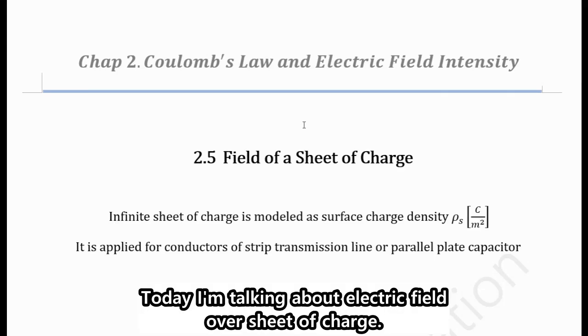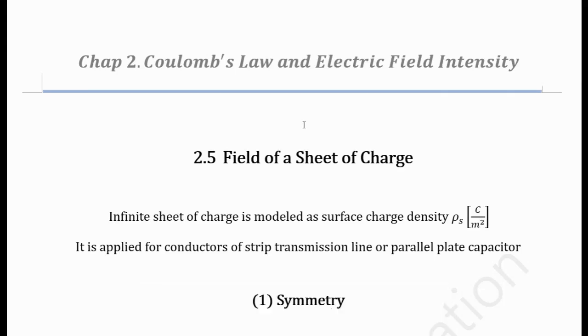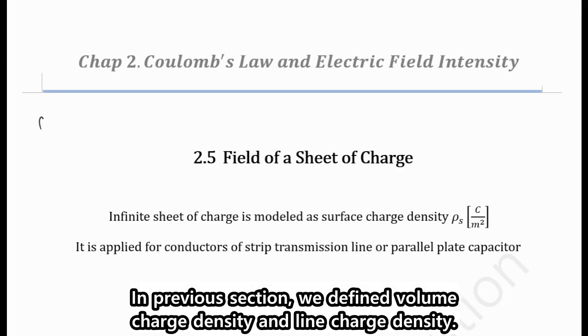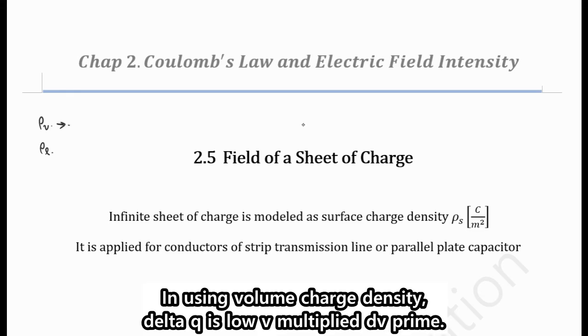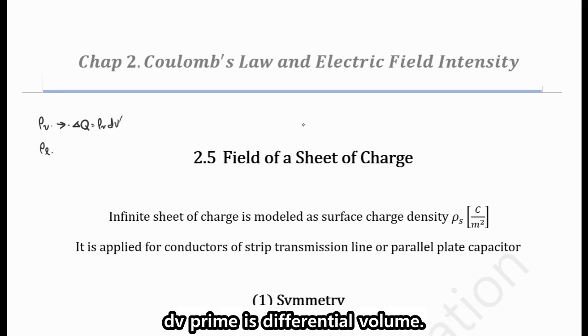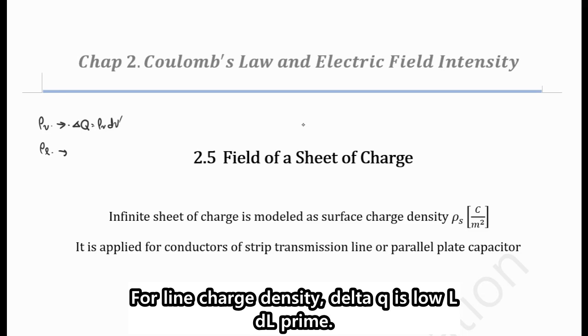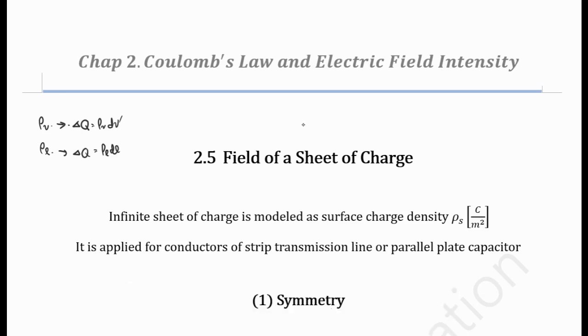Today I'm talking about the electric field of a sheet of charge. In the previous section we defined volume charge density and line charge density. Volume charge density describes a volume charge distribution. Using volume charge density, delta Q is rho V multiplied by dV prime, where dV prime is the differential volume. For line charge density, delta Q is rho L dL prime.